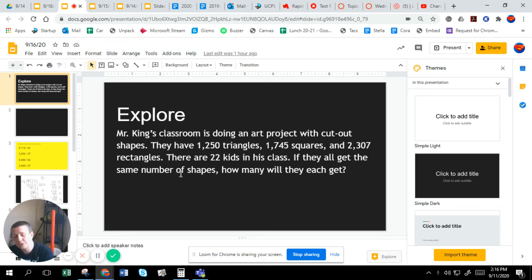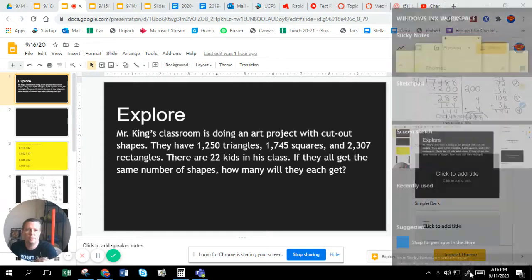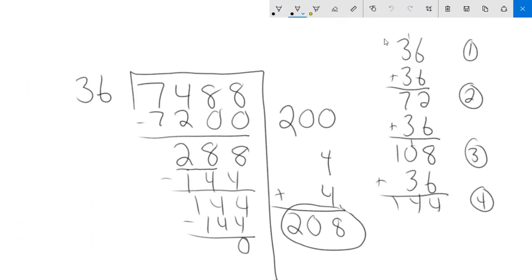they each get? Now some of you out there may have thought about, all right, they get the same number of triangles, the same number of squares, the same number of rectangles. It doesn't technically say that. So for me, I wouldn't necessarily be that specific with it. It just says they get the same number of shapes, not the same number of each type of shape. So that's kind of a tricky one. It could be interpreted either way.